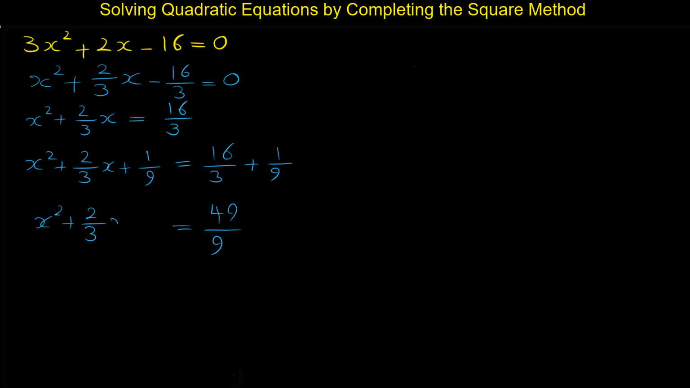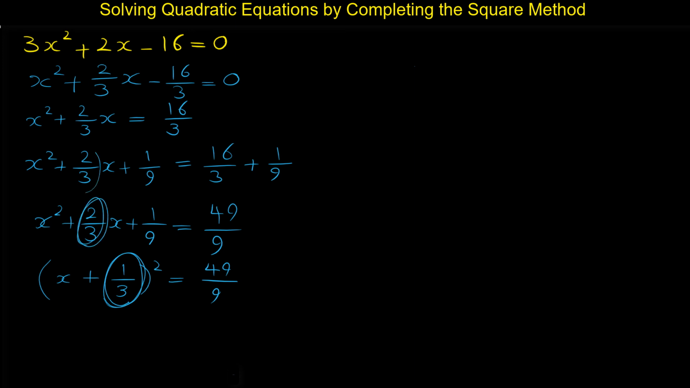And we write the left side of the equation as before. Now we can write this expression as x plus 1/3 squared equals 49 over 9. How do we find this 1 over 3? We divided this 2 over 3 by 2. If we divide 2/3 by 2, 2 over 3 divided by 2 is 2 over 3 times 1/2, which is 1/3. That's how we find that number.